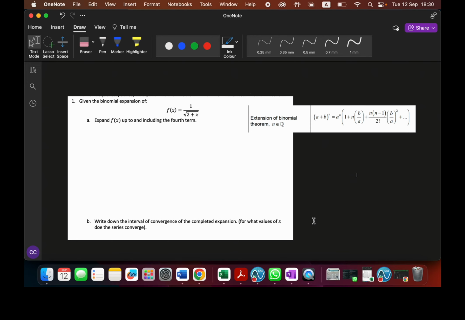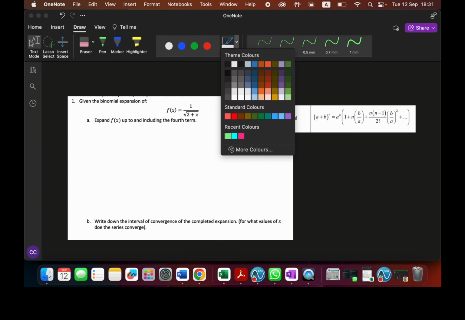Okay, just to answer this question about the high frequency, low stakes quiz we did last time, I want to make sure everyone's good on this. So, in order to do this problem, we've been given a binomial expansion. We've been asked to find f of x up to and including the fourth term.